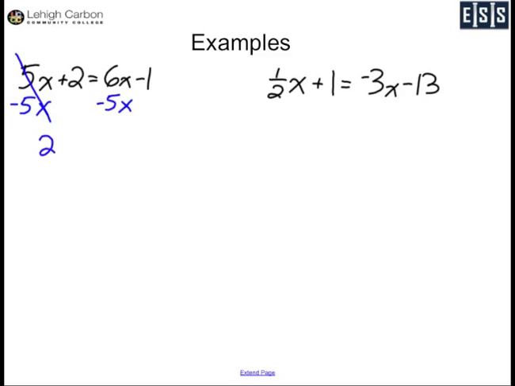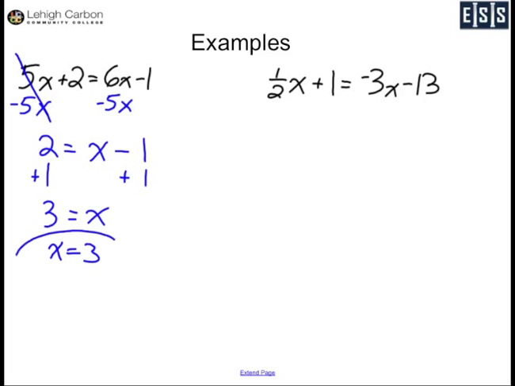So now I have 2 equals 6x minus 5x is 1x, or just x, minus 1. Add 1 to both sides. 3 equals x, or if you prefer, you can say x equals 3.